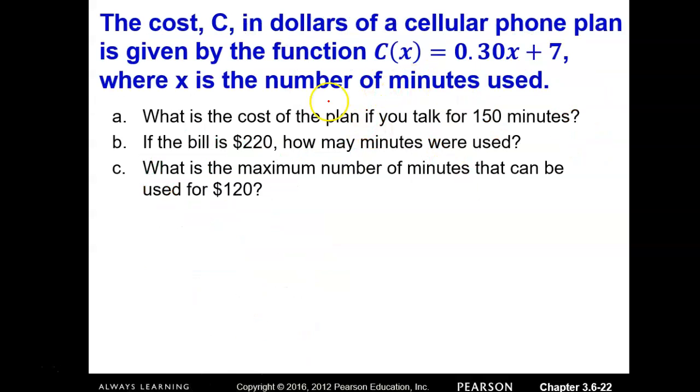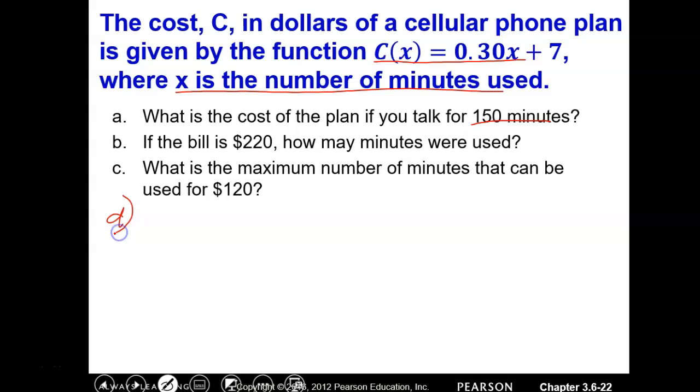Okay, so in real world application, we can use this to solve problems. What is the cost of this? They give us the function, and c is the cost and x is the number of minutes used. So make sure you identify what each variable stands for. Since we are asked to find the total cost when we use 150 minutes, we substitute 150 for x and then solve the problem.